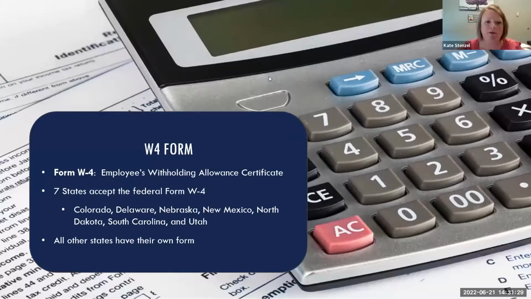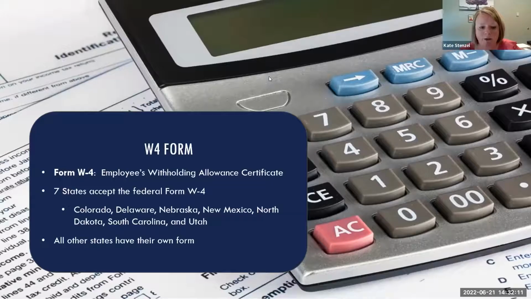As we talked about the federal W-4 form earlier, which is the employee withholding allowance certificate, there are 7 states that accept the federal form W-4: Colorado, Delaware, Nebraska, New Mexico, North Dakota, South Carolina, and Utah. All the other states, if they have state income tax, and remember there are 7 states that don't, have their own state W-4 form that you need to have the employees fill out. For example, I'm in Minnesota, I fill out my federal W-4 form, but then I also have to fill out my Minnesota state W-4 form because Minnesota did not conform to the federal form. And so Minnesota is still based off of the number of allowances.